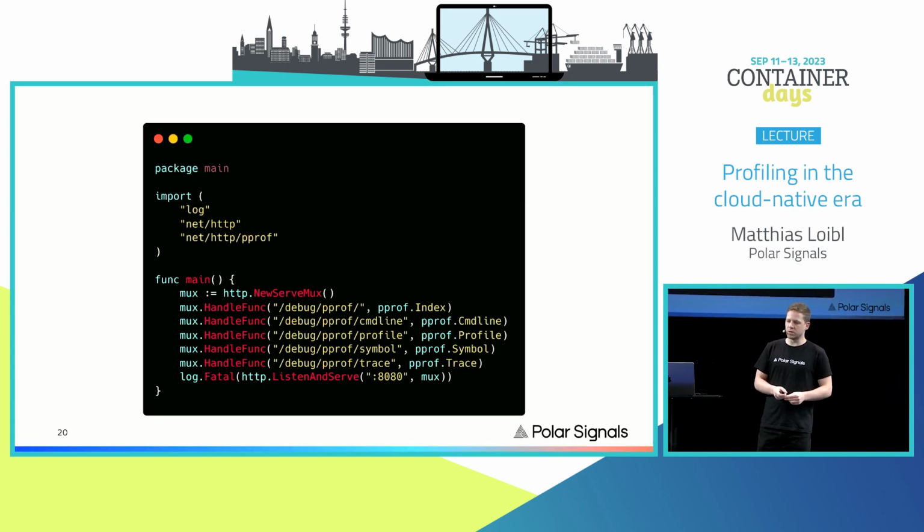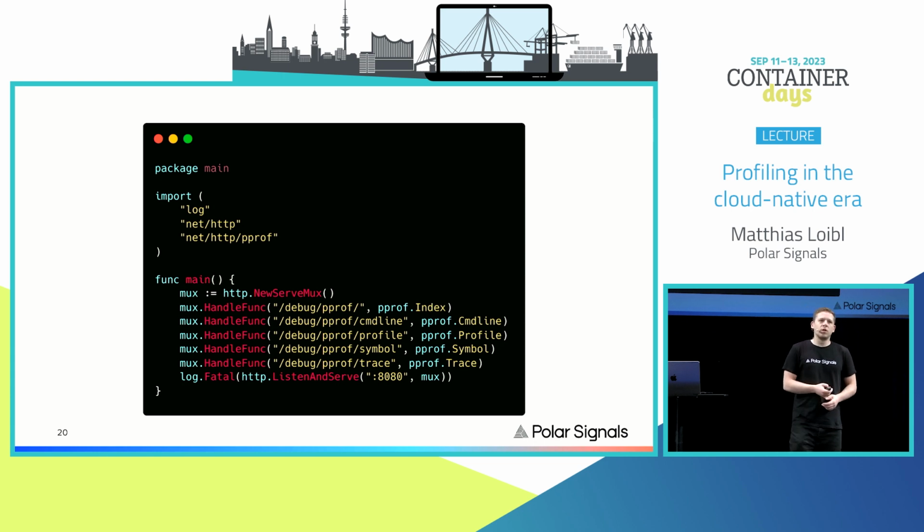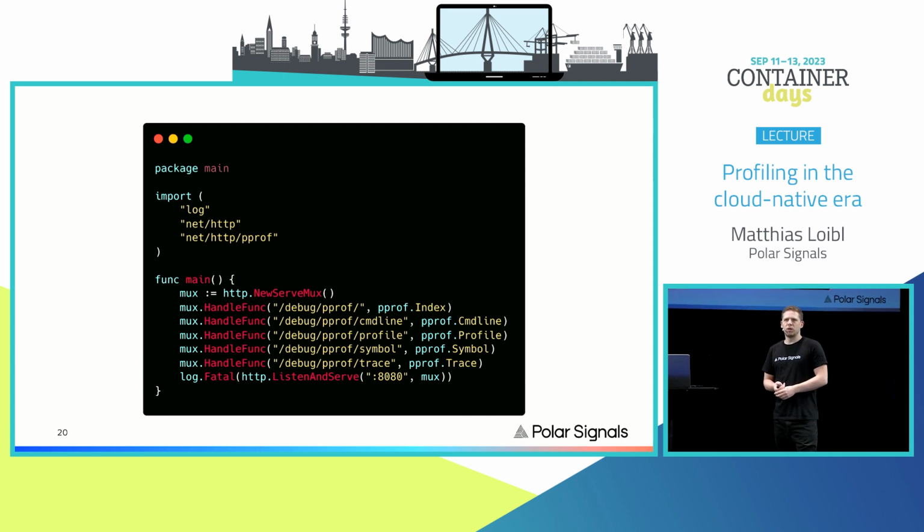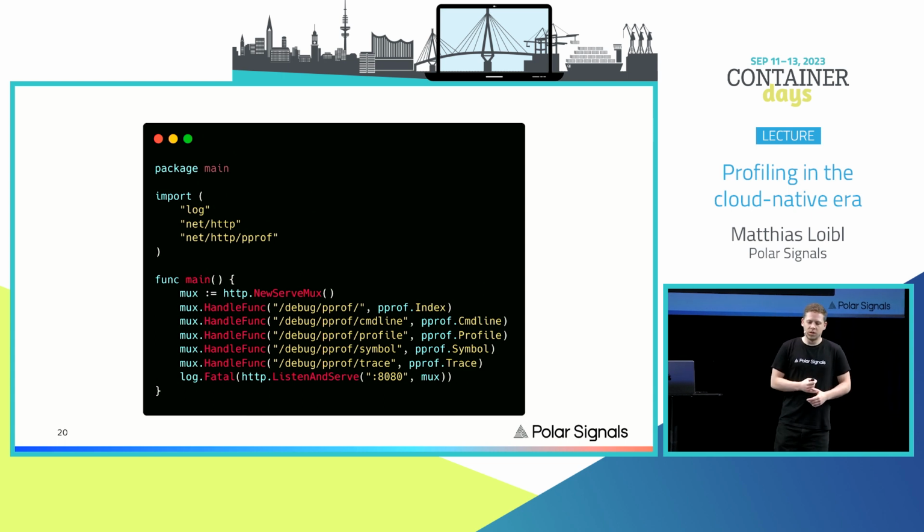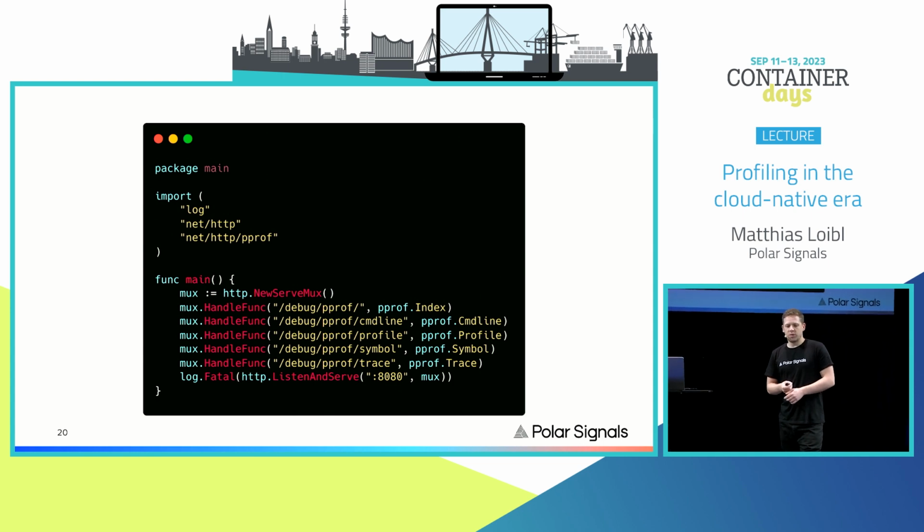How do you enable it in Go? If you're using Go, again, it ships with the Go runtime. You can create a new HTTP endpoint. This can most likely be an internal HTTP endpoint. You don't really need to expose it to the outside world, especially since the command line profile has the flags that you run the process with. So you don't want to expose it. But creating an internal HTTP server in Go is really easy.